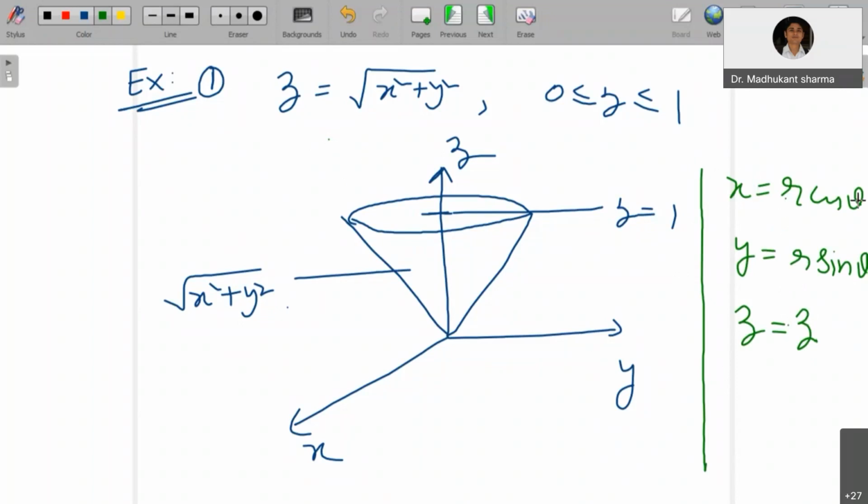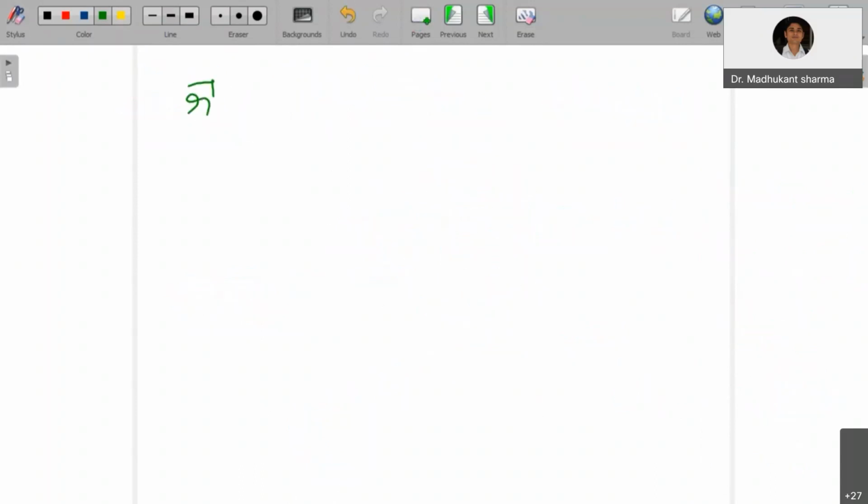Now here you see you have three parameters, r, theta, and z. We have to get down to two parameters. What we can do is substitute x and y, and you can also get z in terms of r and theta. So z equals the square root of x squared plus y squared, and that is going to be r. The r value lies from 0 to 1 because z equals r and 0 less than or equal to z less than or equal to 1, and theta is from 0 to 2 pi.